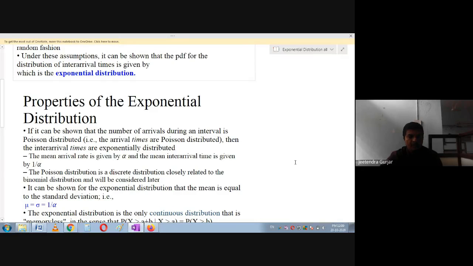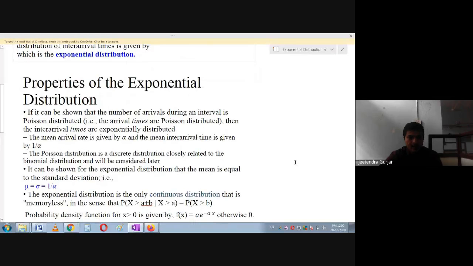So please remember, in the exponential distribution, inter-arrival times are exponentially distributed. Here the mean arrival rate is given by alpha and the mean inter-arrival time is given by the reverse, that is 1 divided by alpha, student. So please remember, what is the mean of the exponential distribution? It is 1 divided by alpha. Alpha is the parameter we take here.